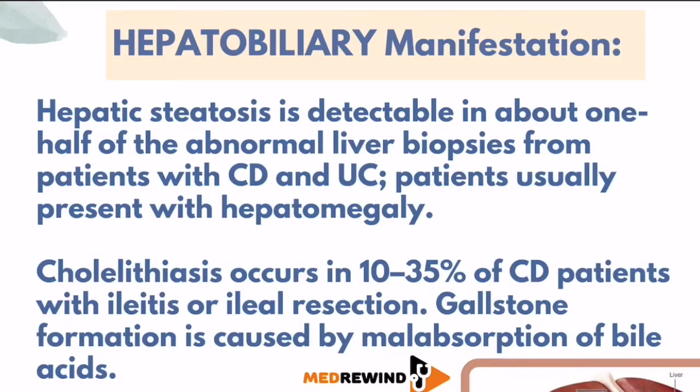Hepatobiliary manifestations of IBD. Hepatic steatosis, that is accumulation of fat in liver, is detectable in about one half of the abnormal liver biopsies from the patients with Crohn's disease and ulcerative colitis. Patients usually present with hepatomegaly. Second manifestation is cholelithiasis, that is formation of stones in gallbladder, occurs in 10 to 35% of Crohn's disease patients with ileitis or ileal resection. This gallstone formation is caused mainly by malabsorption of bile acids.